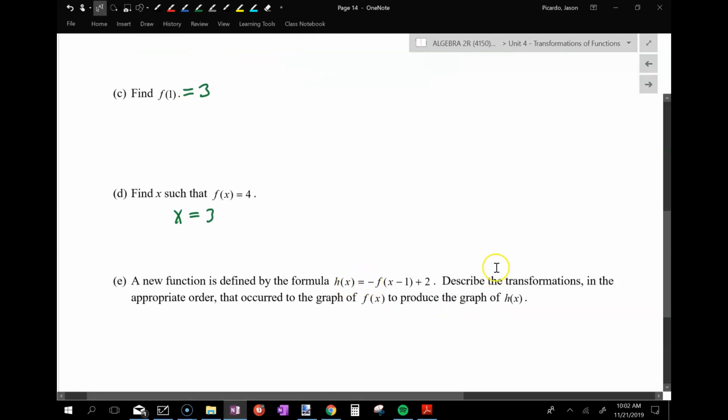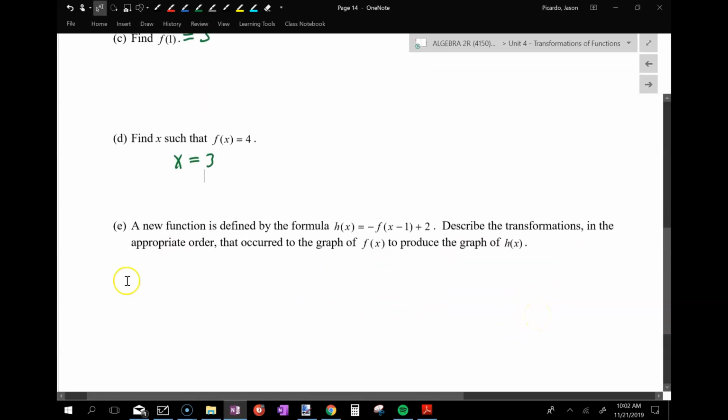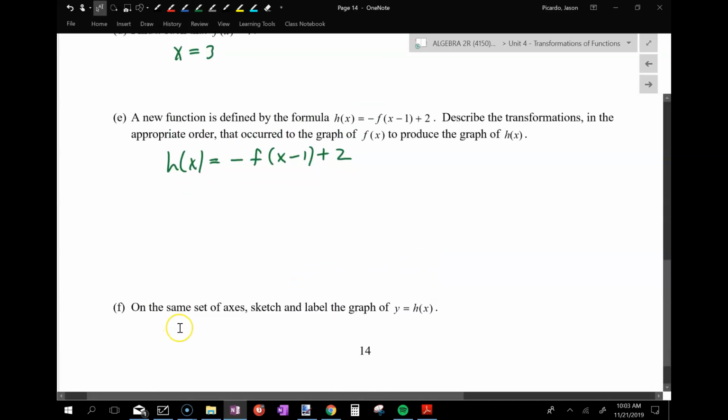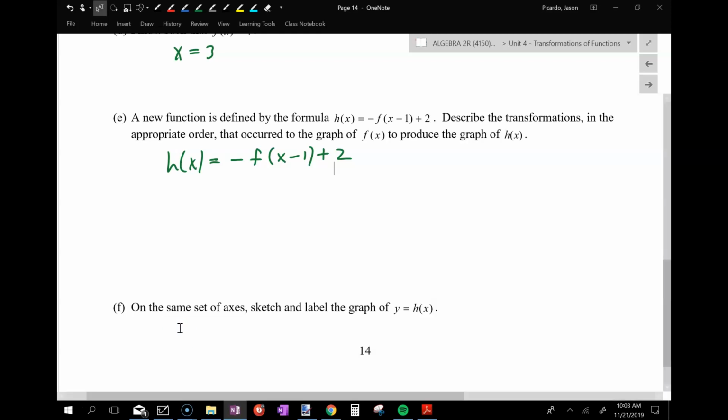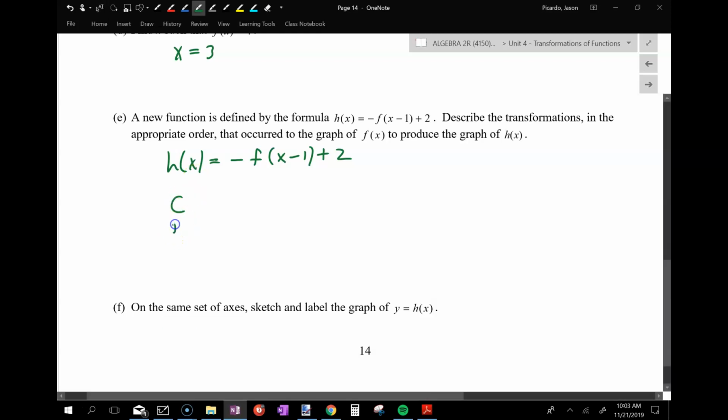All right, and the last question says, a new function is defined by doing this. Describe it and then produce the graph. So this is my new function. H of x is negative f of x minus 1 plus 2. So I know I need to do this in CBAD order. I know that my A is this, and my B is this, and my C is this, and my D is this.